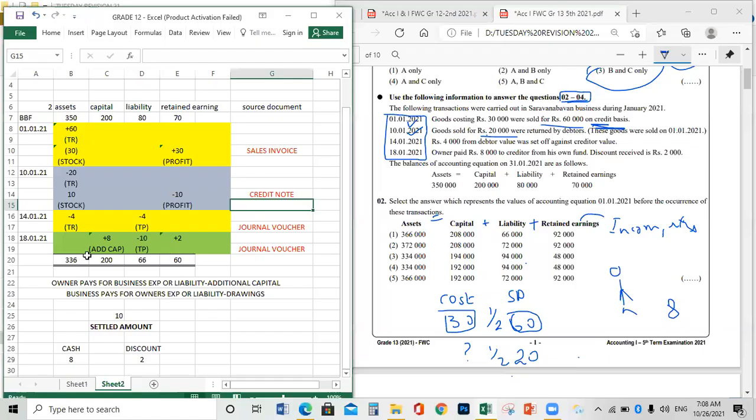Journal voucher. Now, guys, let's get the total. I think this is wrong here. Let's get the total one by one. We will get two answers here. We have to get two answers.